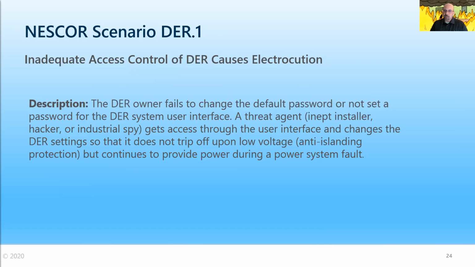interface and changes the DER settings, so it does not trip off upon low voltage protection, but continues to provide power during a power system fault. What that basically means is something happens where the system is not shut off. It's still providing power to the grid or to some resource, but the person working on it doesn't know it. They go in to do a repair, they touch some wires, and they can get electrocuted because the operators did not know that the system was off. So definitely, particularly a loss of life situation there.